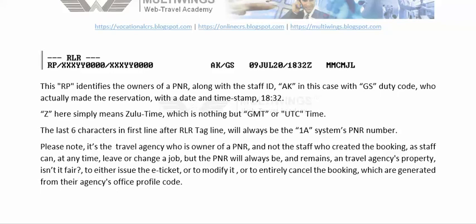Please note, it's the travel agency who is the owner of a PNR, and not the staff who created the booking, as staff can, at any time, leave or change a job, but the PNR will always be, and remains, a travel agency's property. Isn't it fair, to either issue the e-ticket, or to modify it, or to entirely cancel the booking, which are generated from their agency's office profile code?